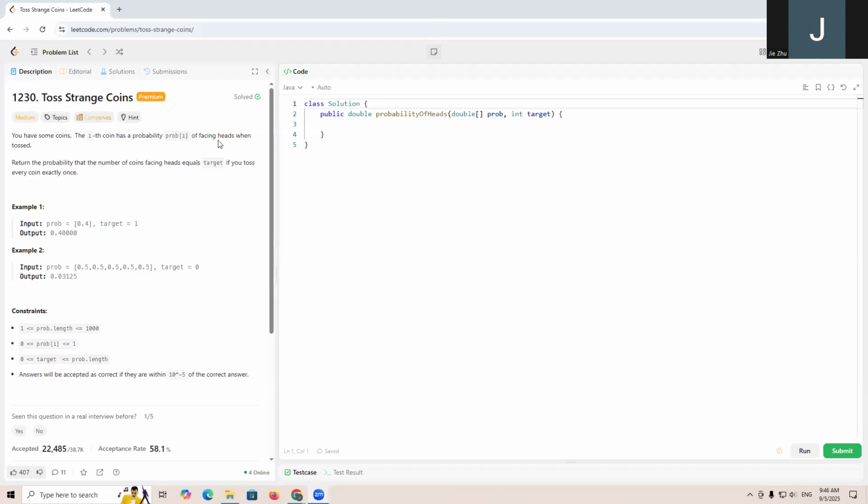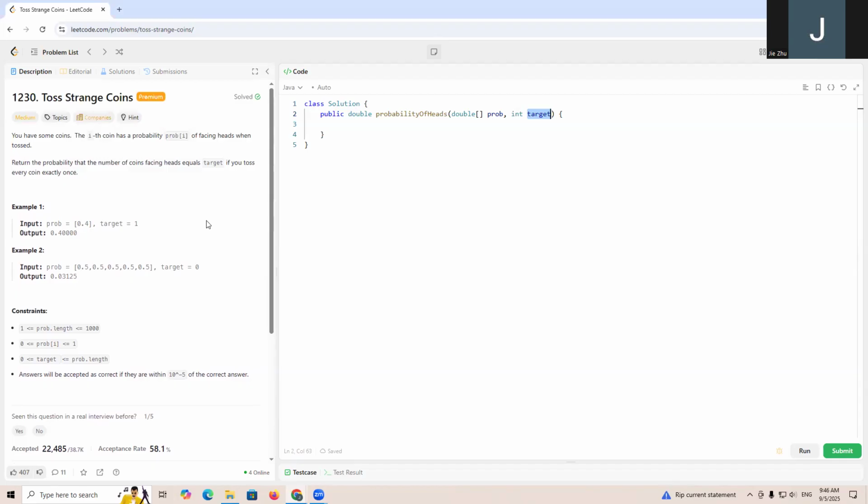Let's go through LeetCode 1230, Toss Strange Coins. For this question, it gives us a double array, probabilities. It means there are that many coins. For each coin, it has a probability, this double number, that it will face up. So it asks what's the probability that a target number of coins face up.